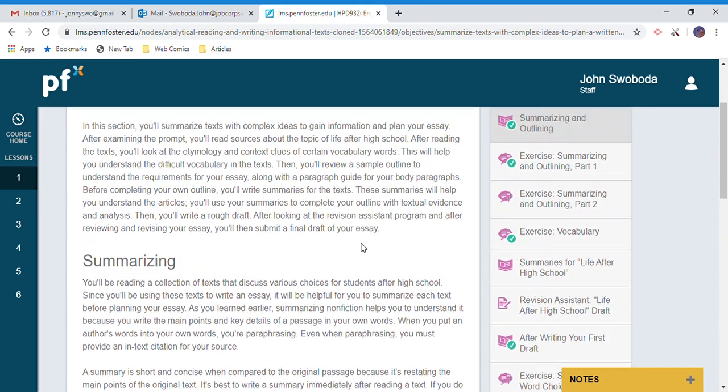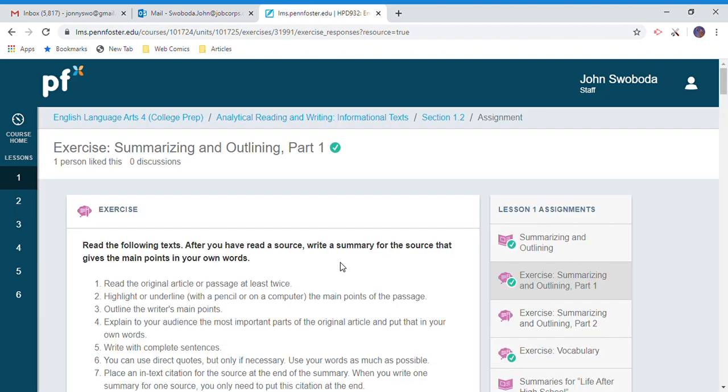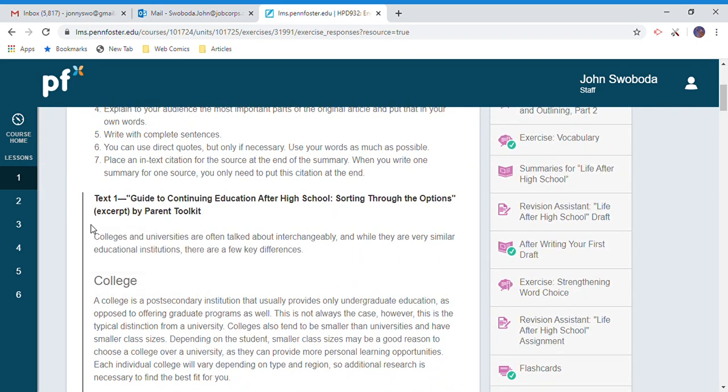Okay, so there are 6 pieces of text to read. I'm not going to read all 6 of them. I'm only going to read the first one. This one, text 1. Guide to Continuing Education After High School, Sorting Through the Options, excerpt by Parent Toolkit. Okay, that's not a person's name, that's like a website.